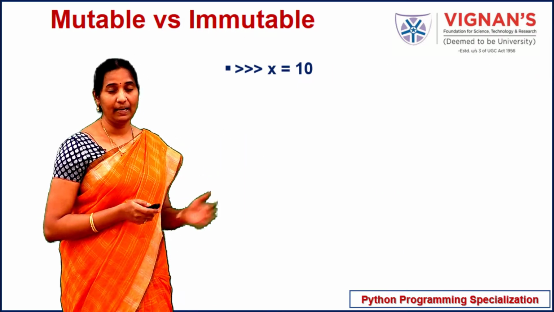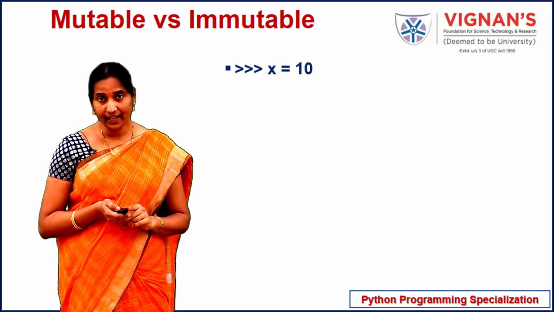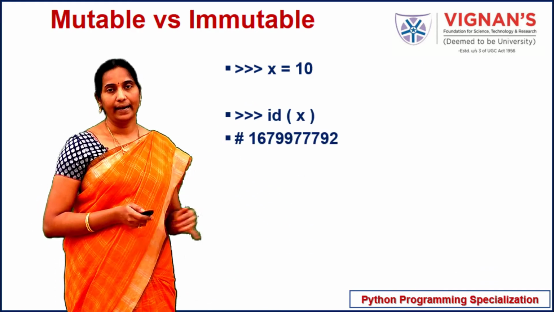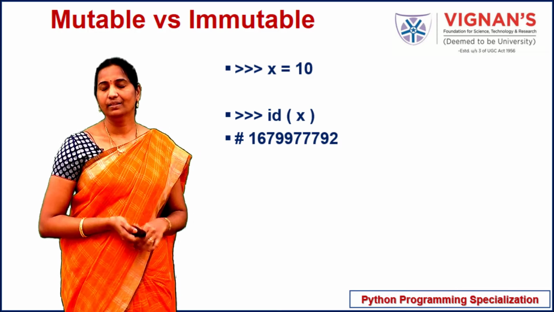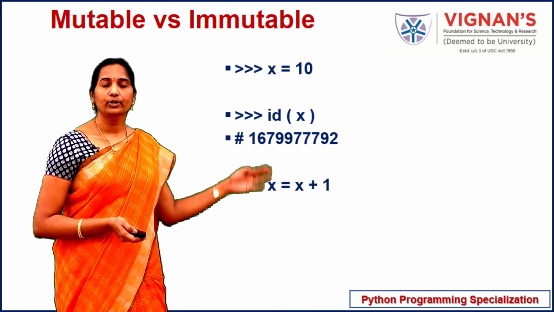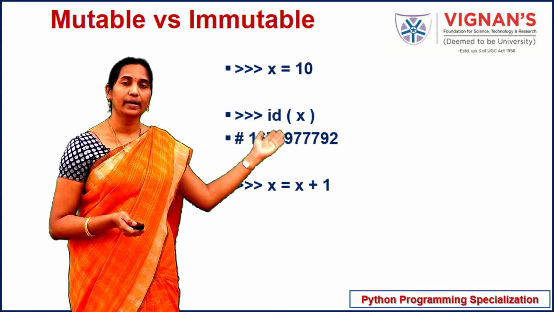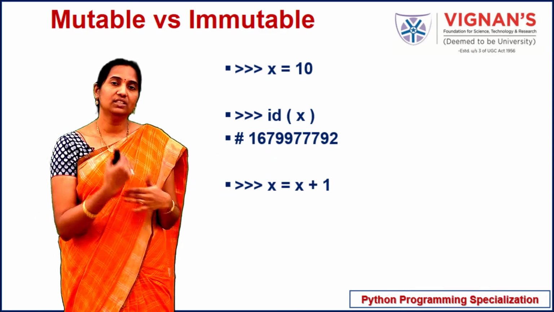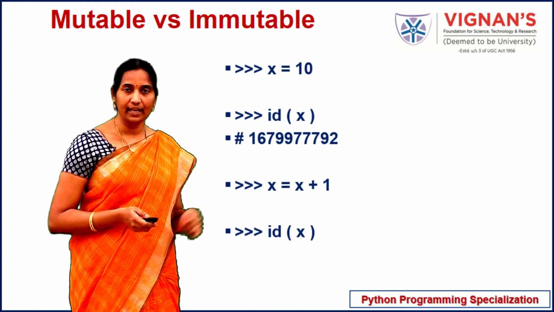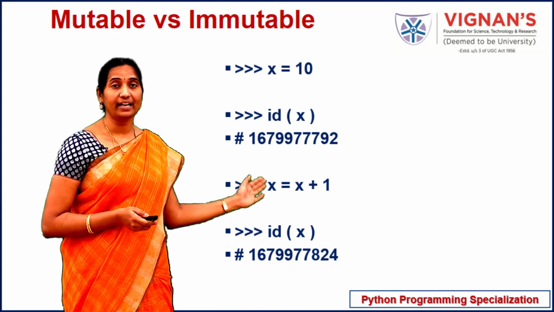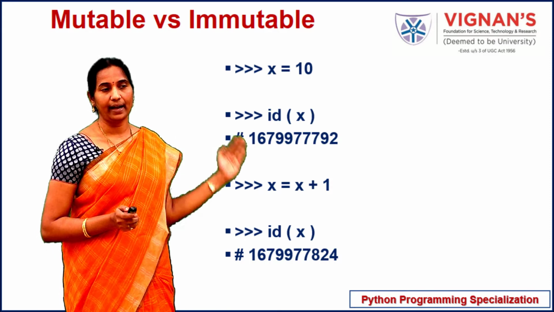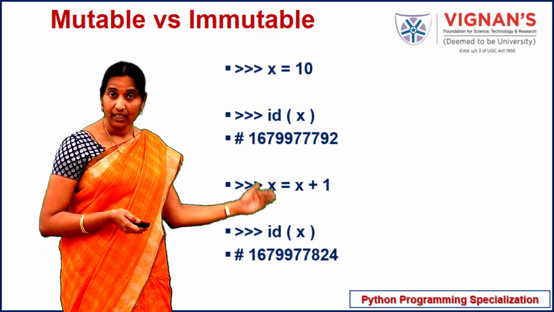Consider this example, x equal to 10, which is an integer type. Integer comes under immutable type. When you call the id method by passing x as a variable, it returns an integer id. Say you increment the value of x to x plus 1, which means you are changing the value of x by 1. Then when you check the id of x again, you will get a different id. You can observe that before the incrementation you get one id, and after the incrementation you get a different id.